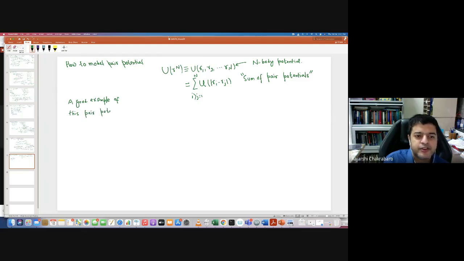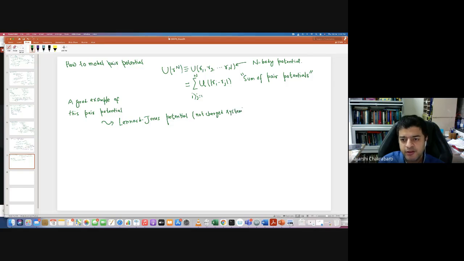A good example when you're dealing with an uncharged atomic system is the Lennard-Jones potential. So the Lennard-Jones potential is something you use for a not charged system, like argon, a collection of argon atoms. Then it is a good thing to deal with the Lennard-Jones potential. And how many of you know the expression for the Lennard-Jones potential?